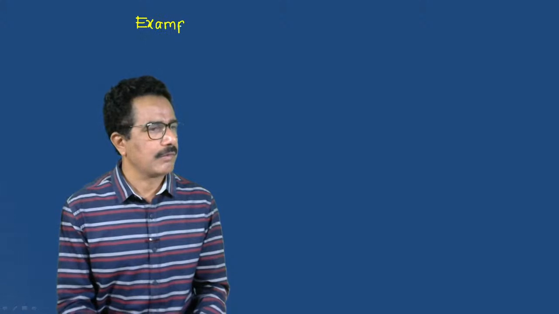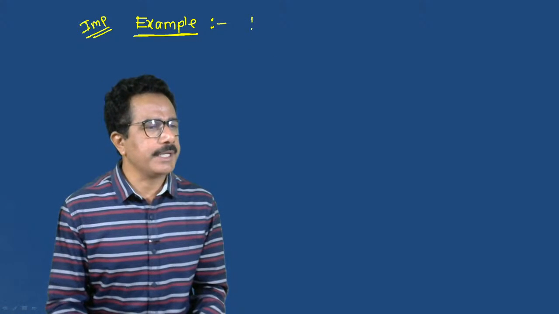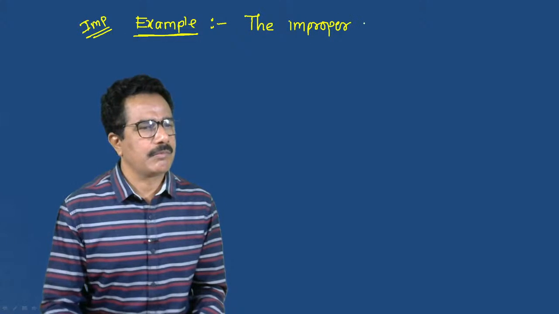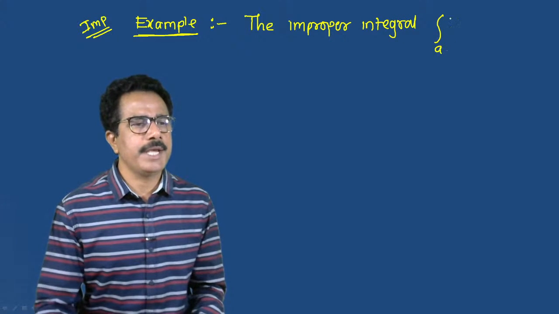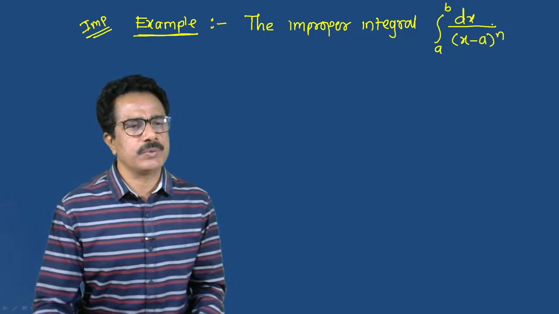Okay. Now, example. We shall discuss one important example. So this is also important. The improper integral, integral from a to b, dx divided by (x minus a) raised to n.